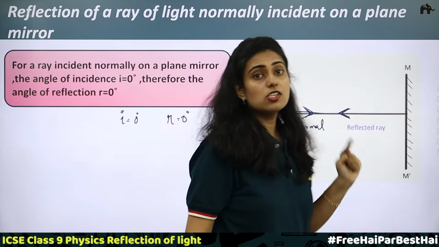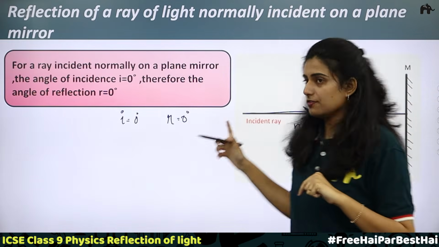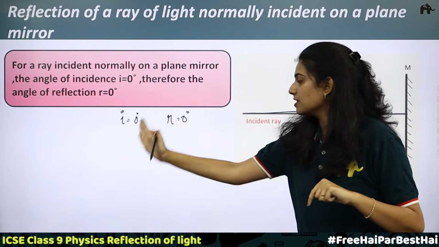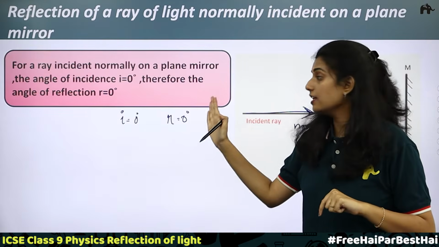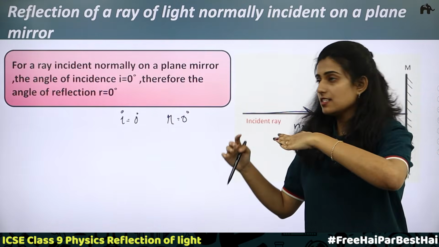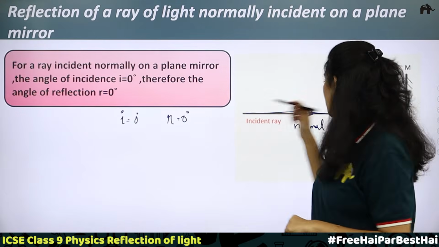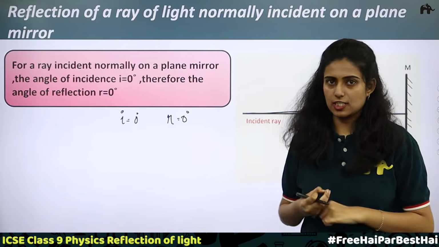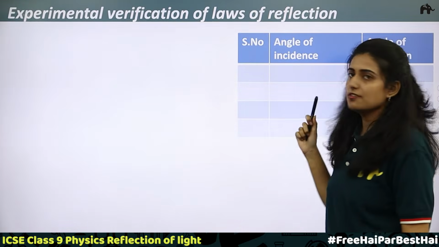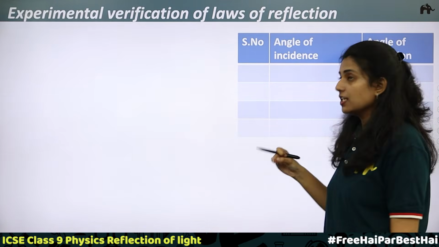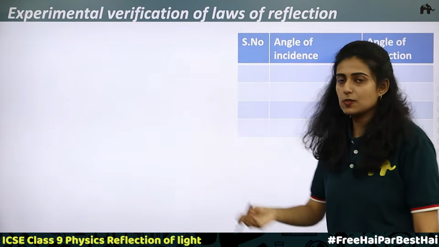Clear? So this is a case of normal incidence. Only in the case of normal incidence the angle of incidence and the angle of reflection is 0 degree. In that case, the path of incident ray is followed by the reflected ray but in the opposite direction. Experimental verifications of laws of reflection. So we have studied the laws of reflection. Now we are going to verify these laws with an experiment.